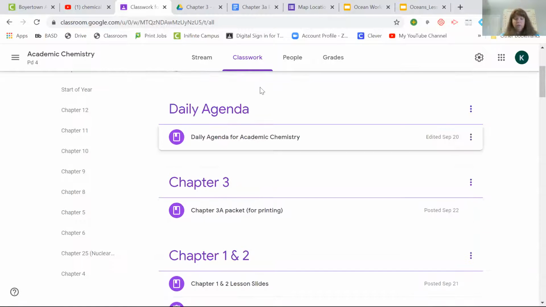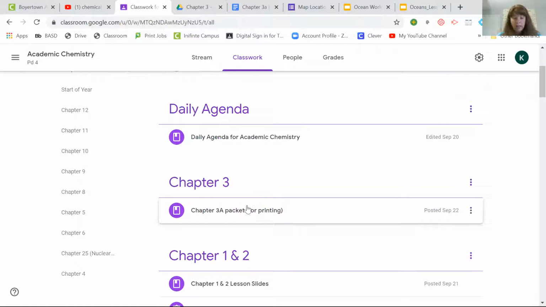Okay, there we go. So now it's right under the daily agenda. So I have chapter 3A packet, and notice I have it for printing here. This is a digital typable document, but as far as notes are concerned for this unit, I've entered this packet into something called ClassKick. Has anyone used that in any of their other classes? Okay, some of you have, some of you haven't.